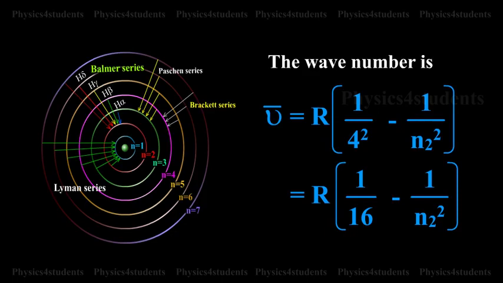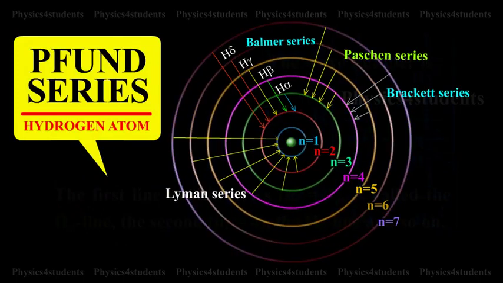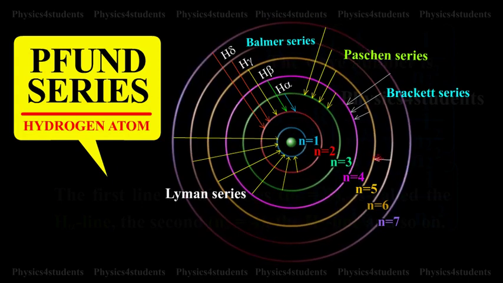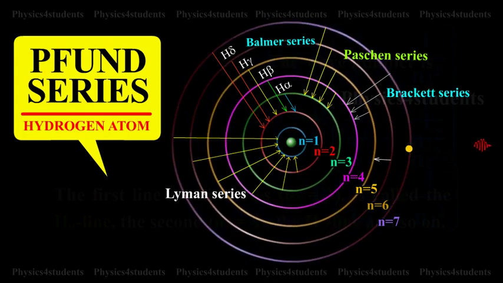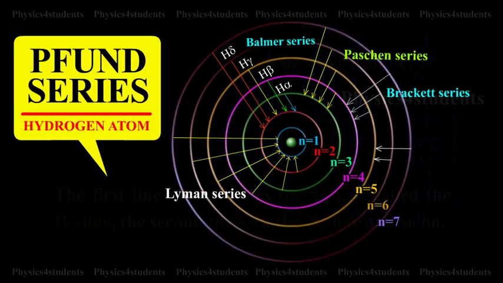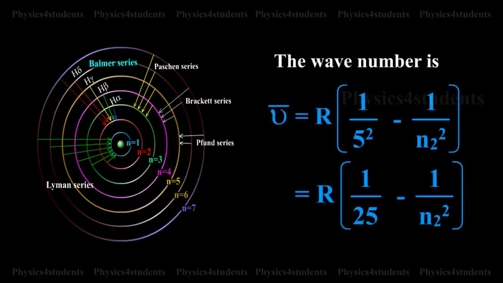What is the Pfund series? The lines of the series are obtained when the electron jumps from 6th orbit to 5th orbit, 7th orbit to 5th orbit. This series also lies in the infrared region. The wave number is nu bar is equal to R into (1 by 5 square minus 1 by n2 square), that is equal to R into (1 by 25 minus 1 by n2 square).